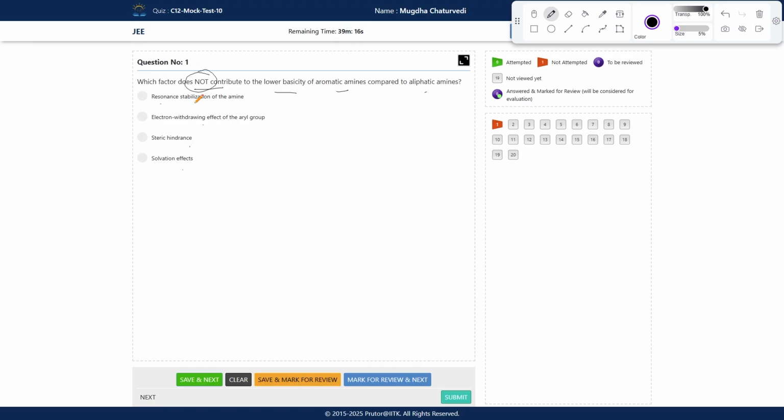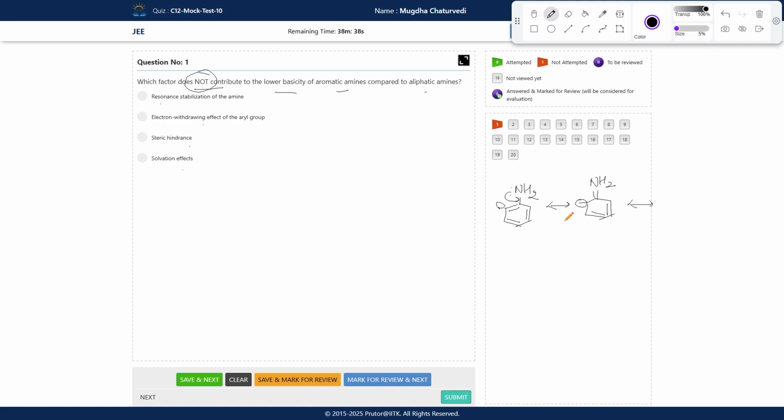First, if we talk about resonance stabilization, resonance decreases the basicity due to the delocalization of the nitrogen lone pair. If we see the resonating structures of aniline, we can take an aromatic amine like aniline. If we draw the resonating structures, first this nitrogen lone pair will go here. I'm drawing the resonating structures. So here I will have a double bond, NH2, and here I will have a negative charge, and this will go like this.